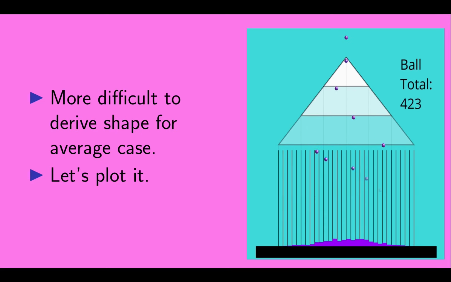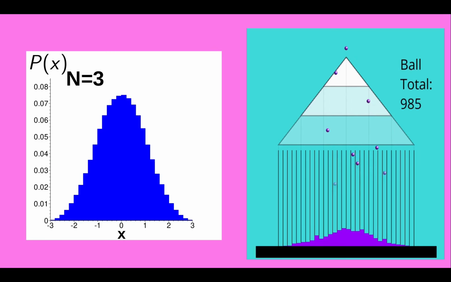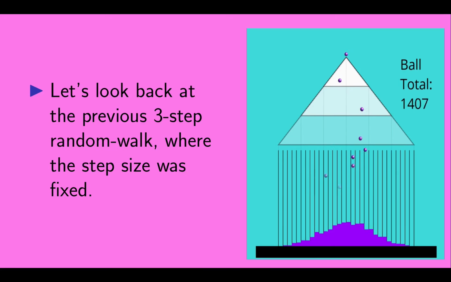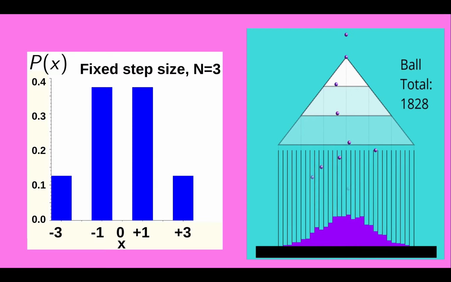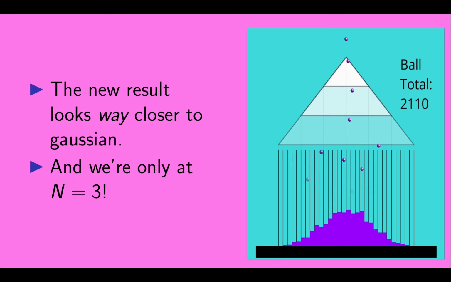It's more difficult to derive the shape for the average case here than it was for n equals 2. So let's plot it. Okay, here's the probability of the ball ending up in each bin. Let's remind ourselves what we saw for the 3-step random walk where the step size was fixed. That didn't look very Gaussian at all. Clearly, the new results are showing much more Gaussian-like behavior.